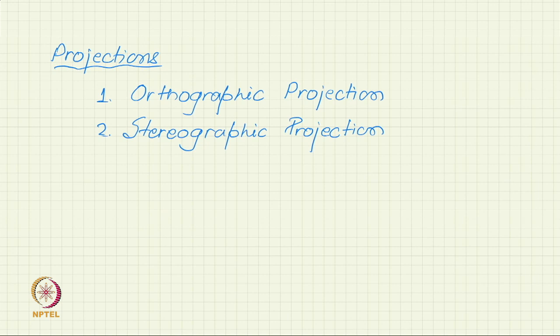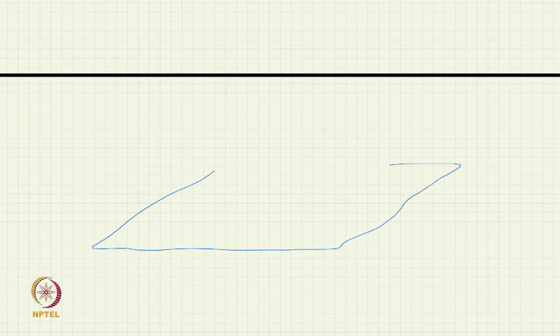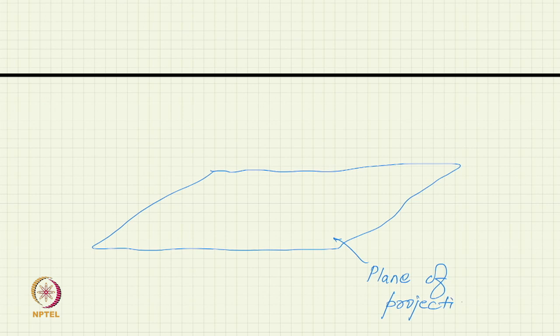So, these two projections are very important in crystallography, orthographic projection and stereographic projection. Orthographic projection, certainly you all must be familiar, because that is simply projection of a point on a plane. So, if you have a plane, so that is the plane of projection. And then there is a point to be projected, then you simply drop a perpendicular from the point to the plane.